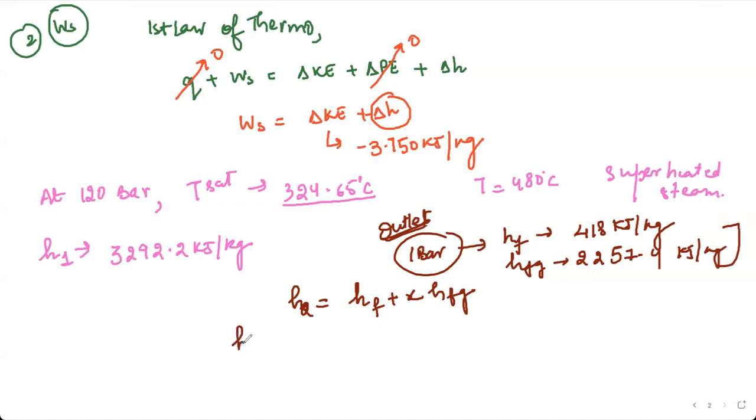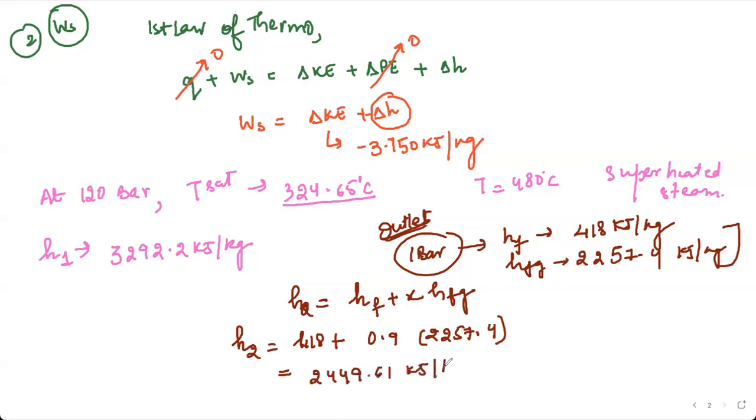So when we substitute the values, H2 will be Hf, which is 418, plus x, which is given as 0.9, into Hfg, which is 2257.4 kilojoules per kg. On solving this, we will get 2449.61 kilojoules per kg. So our delta H will be H2 minus H1. What is the H2 value we are having here? Here the H2 value is this and the H1 value is this.